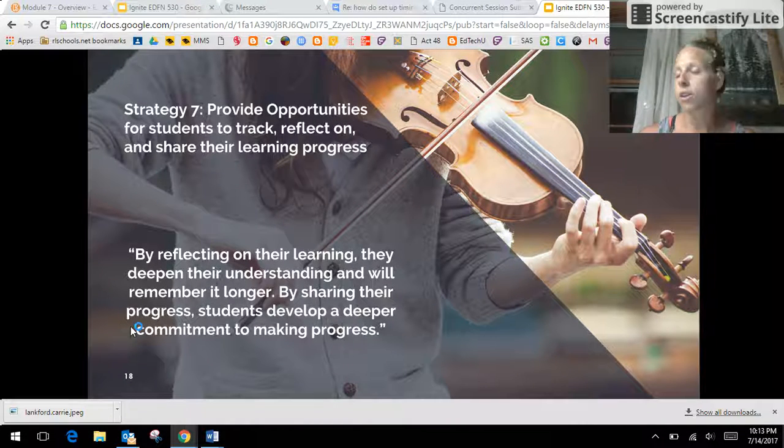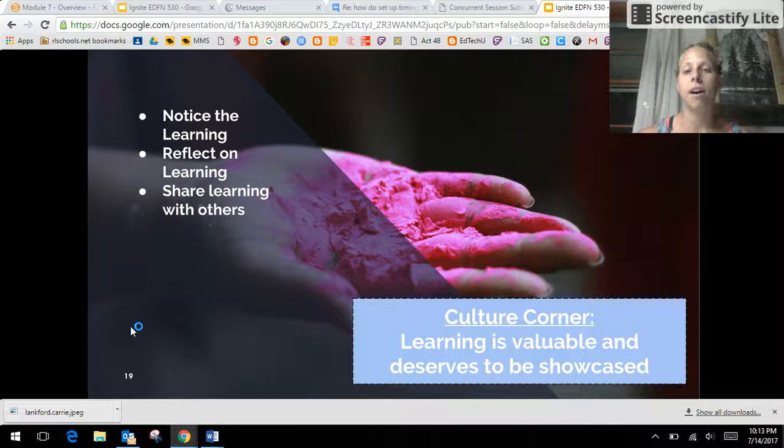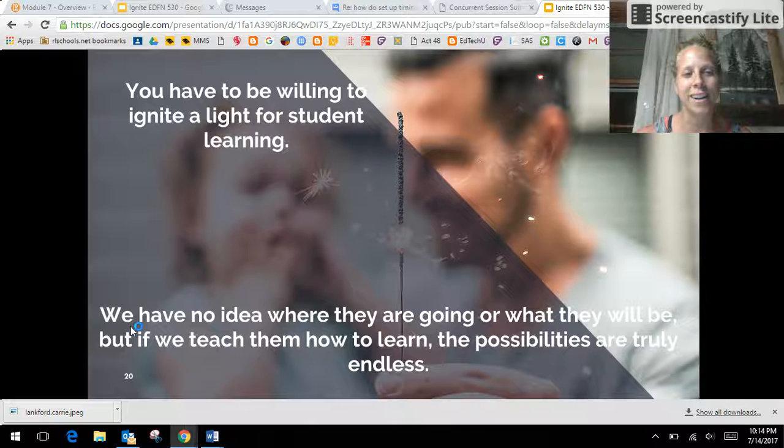Strategy 7, provide opportunities for students to track, reflect on, and share their learning progress. By reflecting, it deepens their understanding, which makes them remember it longer, and then sharing their progress helps them understand it in a deeper way. So notice the learning, reflect on it, and share it with others. To create your classroom culture, you want them to know learning is valuable and deserves to be showcased, which wraps around to strategy 1, where we showcase the learning.